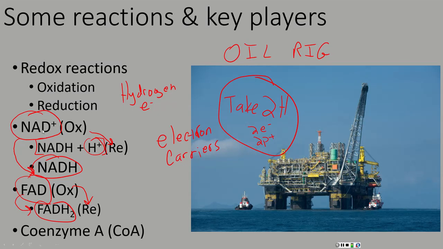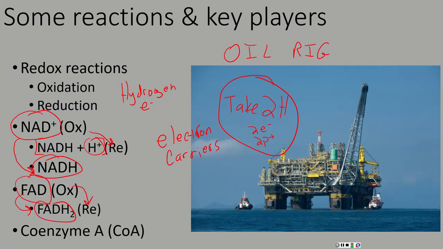So that's how we go from the oxidized form to the reduced form for both of these. NAD plus is oxidized, FAD is oxidized. When they pick up their electrons, they become reduced. We get NADH and we get FADH2. That tells us, hey, now we've picked up our electrons.